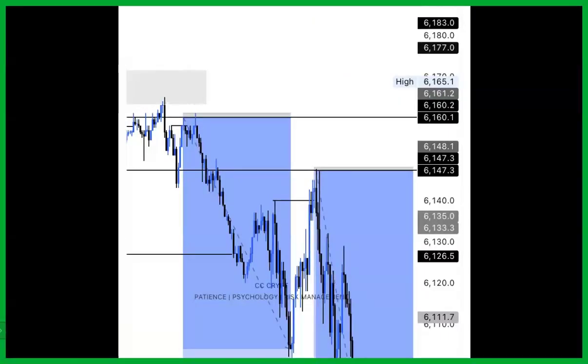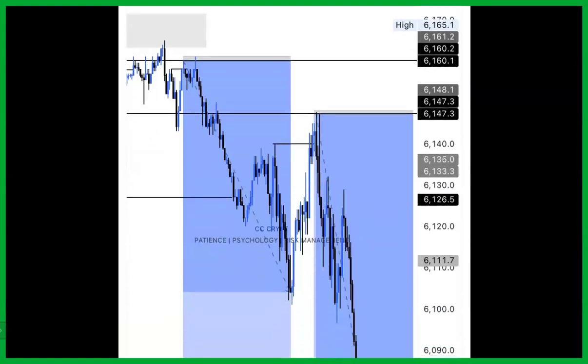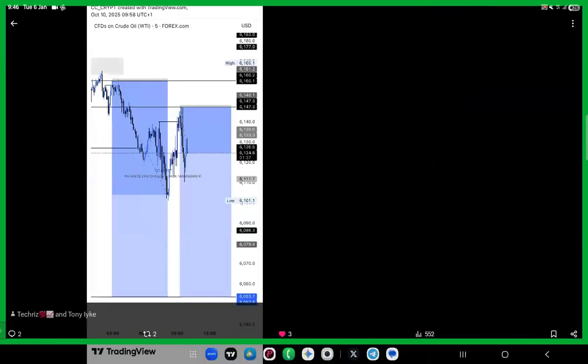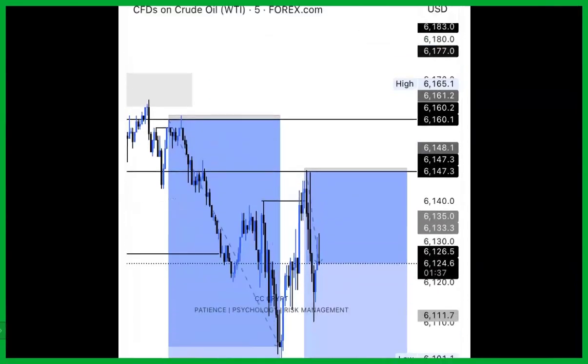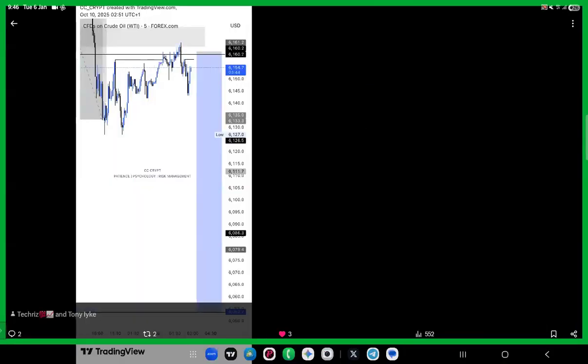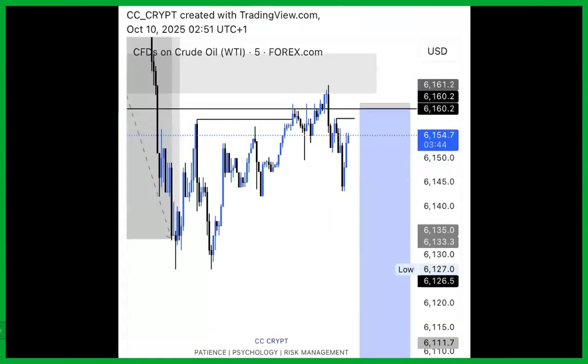6160.2, then the other one 6161. That's what it means. I only went higher by one. That was the SL. So it was just 1 pip. That means the exact point of reversal. That was what I used in cashing this trade. You can see it before here. The same thing. Okay, over here. That's it here.